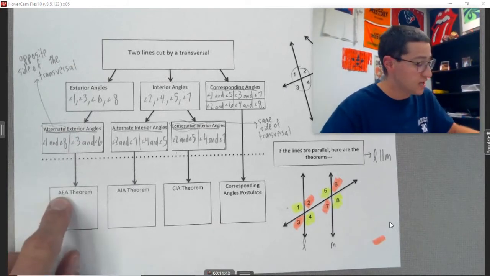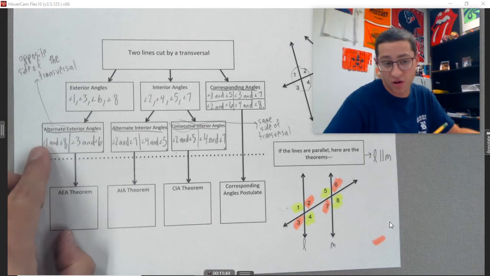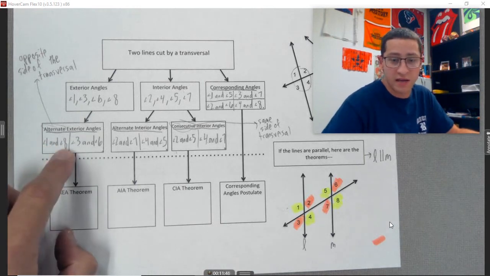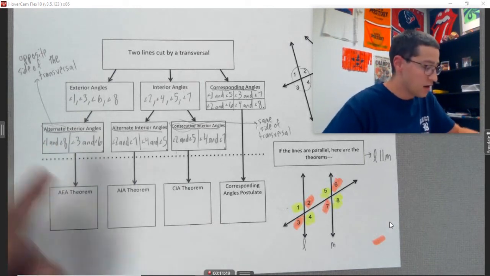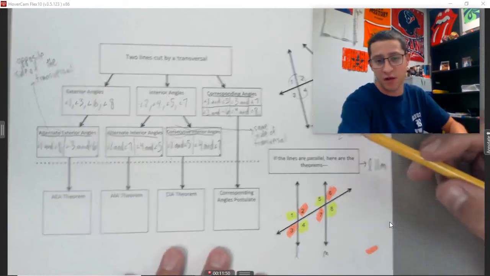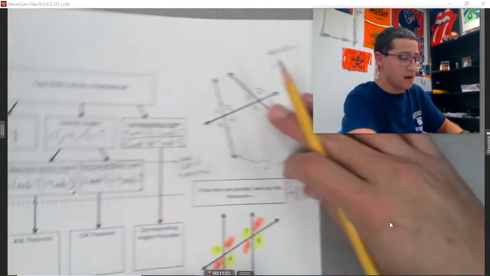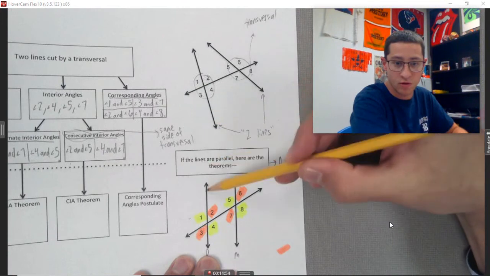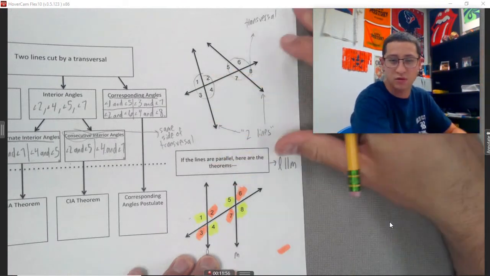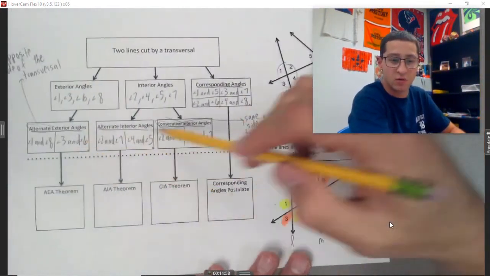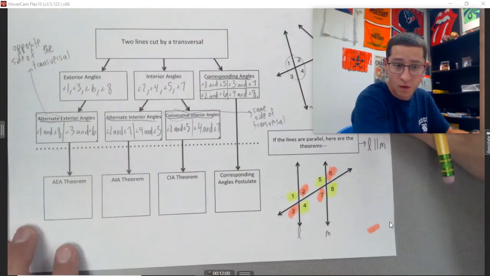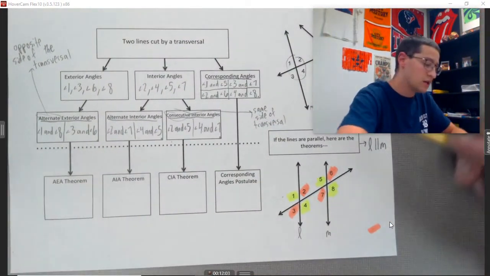All right, so alternate exterior angles. We've already laid out one: angle 1 and angle 8. So let's look at angle 1 and angle 8. And by the way, these happen to match up with the same spots: 1, 1, 2, 2. They're in the same relative position, so we can still use this. So the alternate exterior angles, let's see what happens.